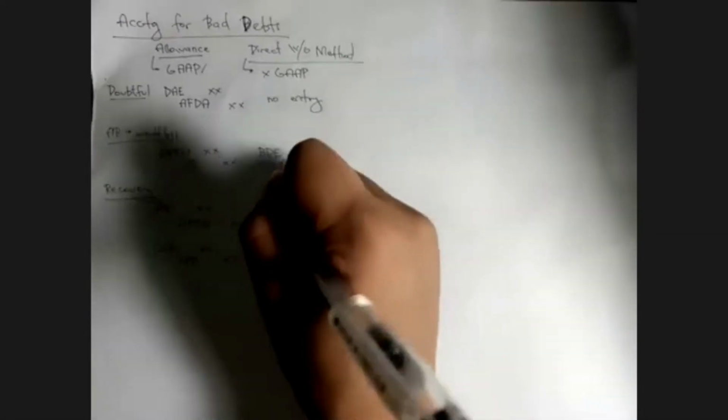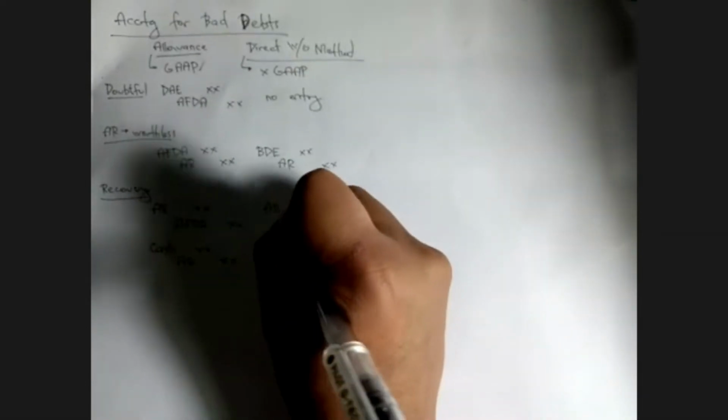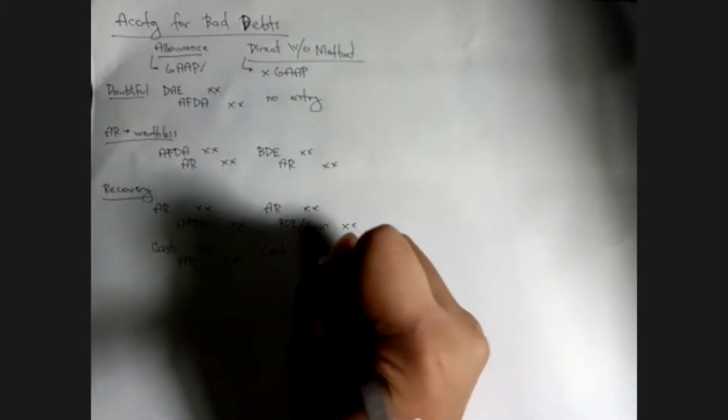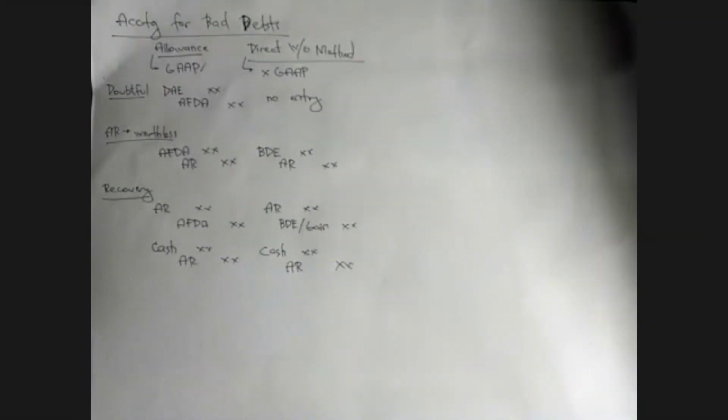Then last, what if nagkaroon ng recovery? Then under the direct write-off method, the journal entry here is to debit AR, credit bad debt expense if same year, or credit gain on recovery kapag hindi na same year. Then debit cash, credit AR kasi makokolekta na rin yan. So these are the journal entries and these are the differences between the allowance method and the direct write-off method.